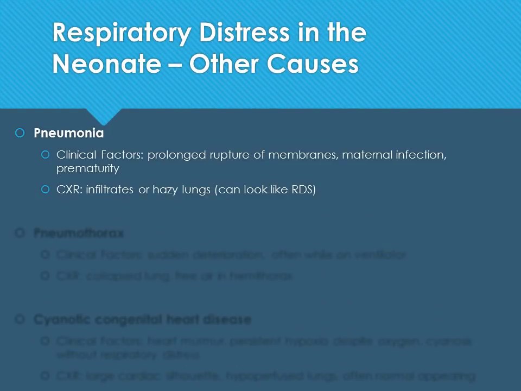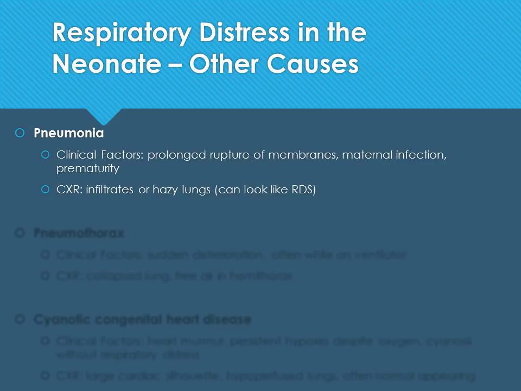Some other causes of respiratory distress in the neonate include pneumonia, which is something we've talked about a little bit. The clinical factors to think about for pneumonia is prolonged rupture of membranes. So if mom's bag of fluids broke or her membranes ruptured for longer than 16 or 18 hours, that would put the infant at risk of getting any neonatal infection, including pneumonia. If mom had an infection at the time of delivery, or if the infant was premature.